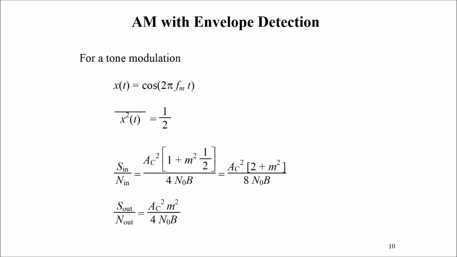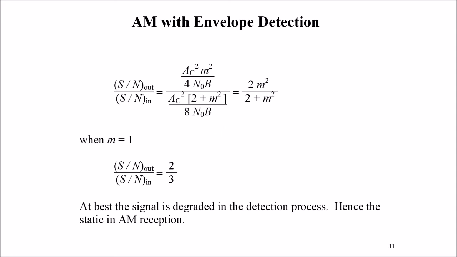So, for example, if we consider tone modulation, where the message signal is a cosine at a particular frequency, and the message signal power is 1/2 the amplitude squared, so that's simply 1/2 times 1 squared. The signal to noise ratio works out to be, we have the expression for the signal to noise ratio, except we're substituting a 1/2 for the signal power, and that simplifies to AC squared M squared divided by 4 times N naught times B.